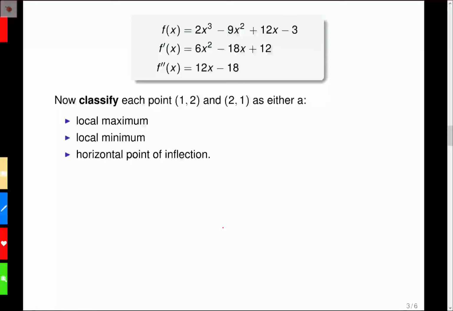Now that we've found the points where the derivative is equal to 0, which are called the stationary points of the function, it's time to determine their nature by classifying each of them as either a local maximum, a local minimum, or something else altogether called a horizontal point of inflection. These three are the only possibilities, because only at these sorts of points do we have a flat tangent line.